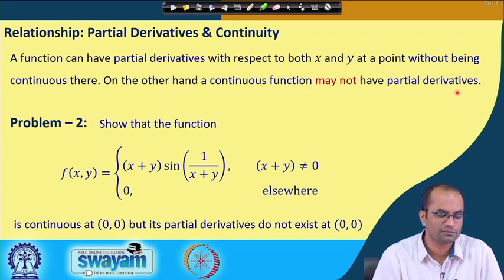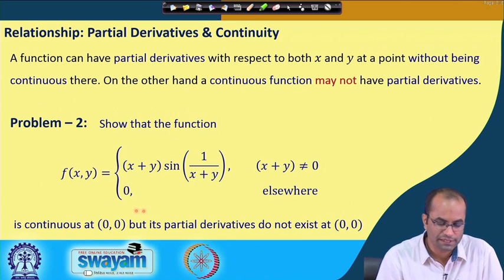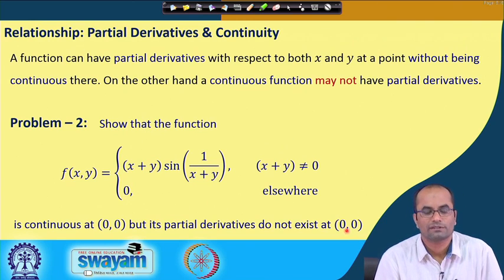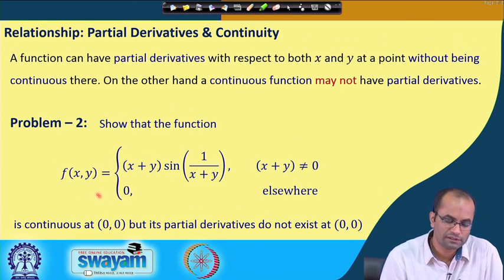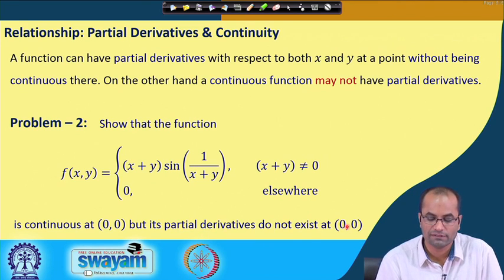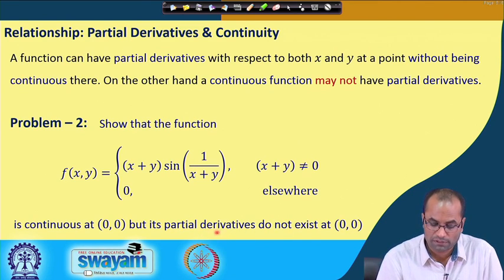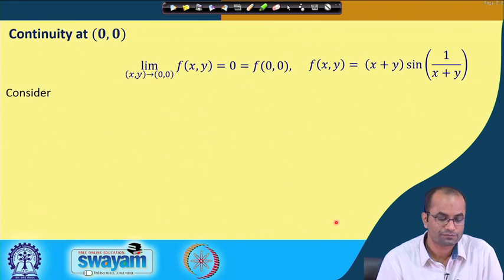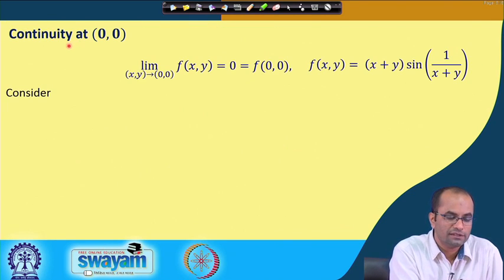So, anything is possible, and we will see now in this example, which shows that the function we will check now is continuous, but its partial derivatives do not exist. So, that is one example which shows that the function is continuous, but both the partial derivatives do not exist at 0, 0. So, let us check the continuity at 0, 0.